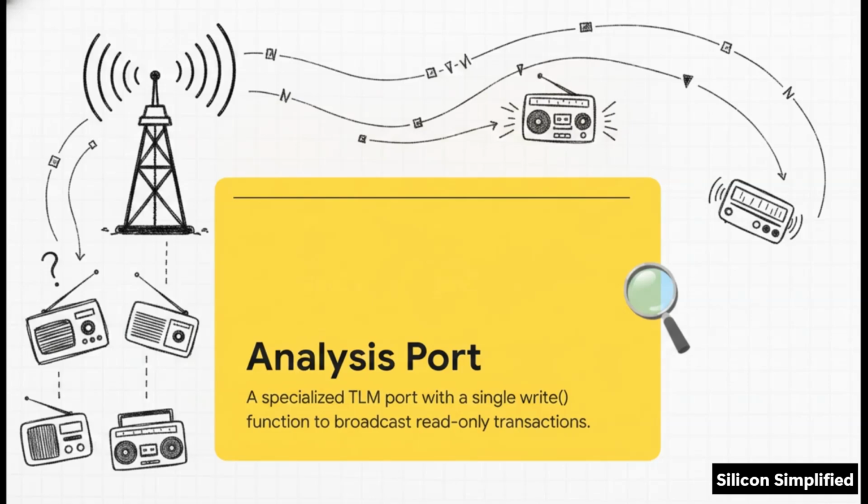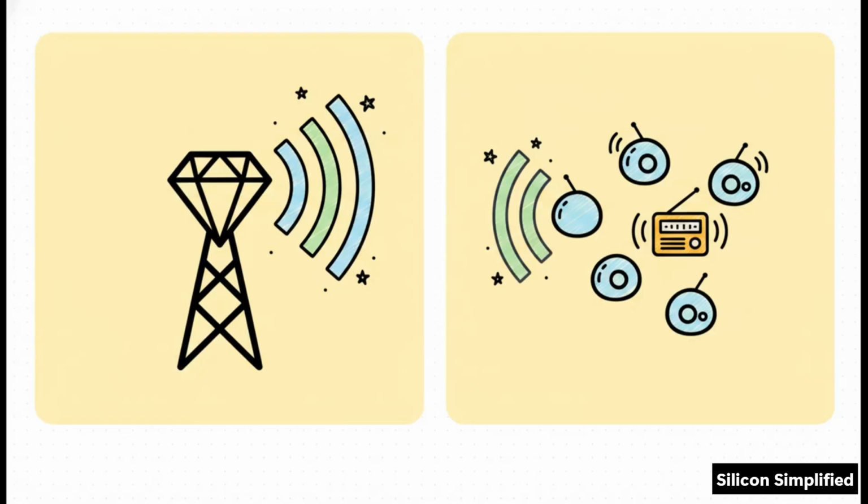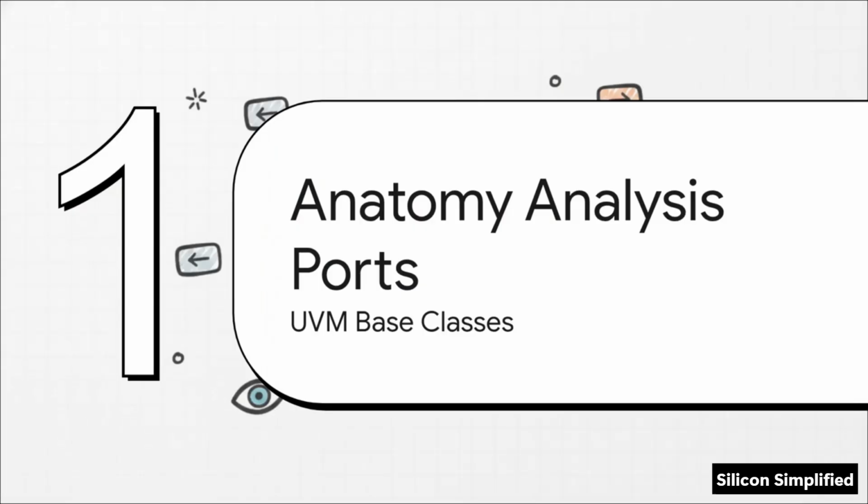It just broadcasts. Now, to make this work, we've got two distinct endpoints. First, the analysis ports. These are our publishers, and they're always depicted as diamonds in UVM architecture diagrams. Then we have the analysis exports, or IMPs. These are subscribers. They're the radios tuning into the broadcast, and they're depicted as circles. So the diamond sends and the circle receives. Simple as that.